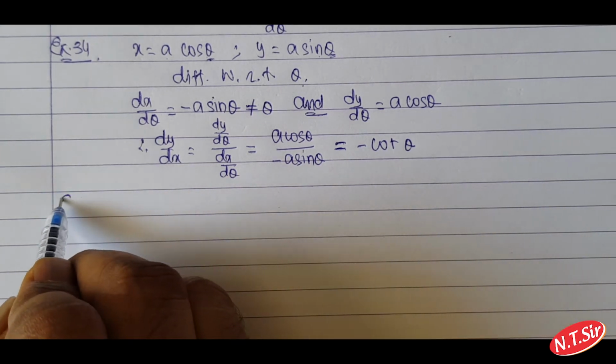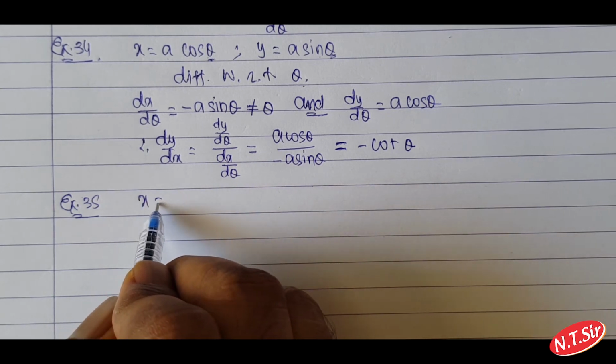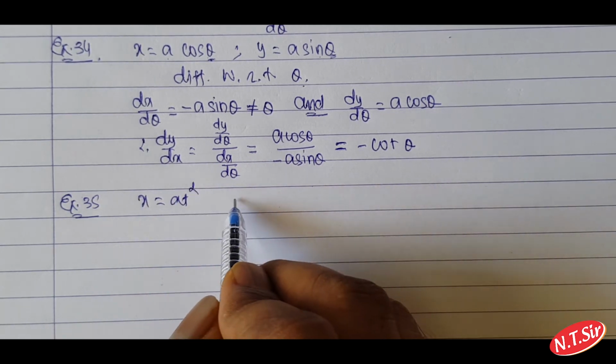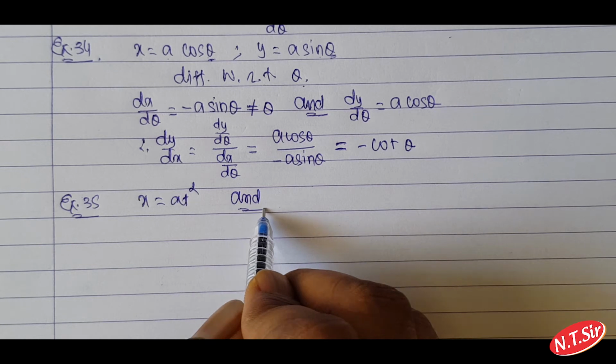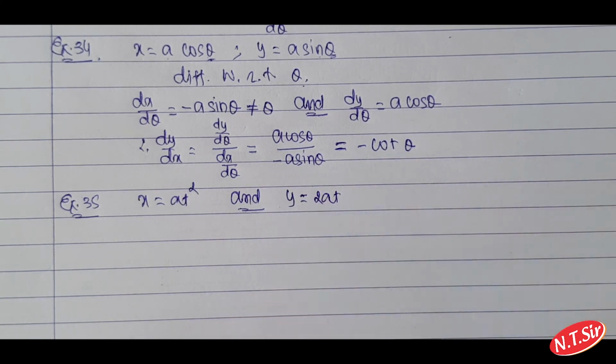Next is example 35. Given x is equal to at square and y is equal to 2at, then find the dy by dx. That is our question, right?